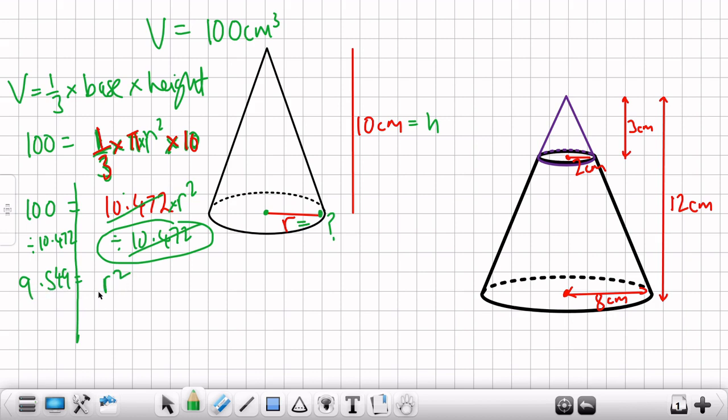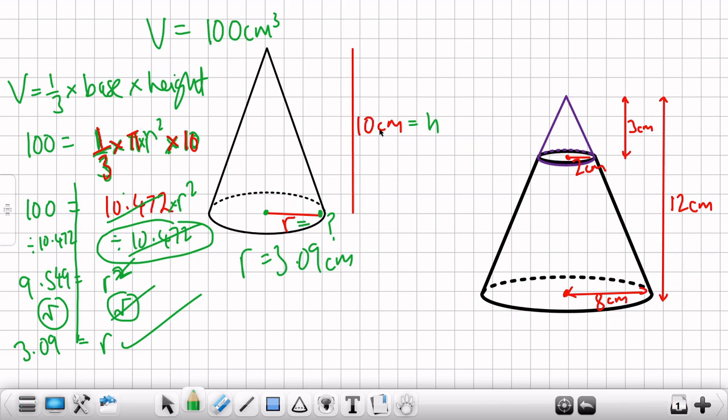To get r by itself, you need to cancel out the squaring. The opposite of squaring is square root. So the square root of 9.549, I get 3.09. Remember, the square root cancels out squaring, and you're left with r. I've just worked out the value of r. r is equal to 3.09 centimeters.